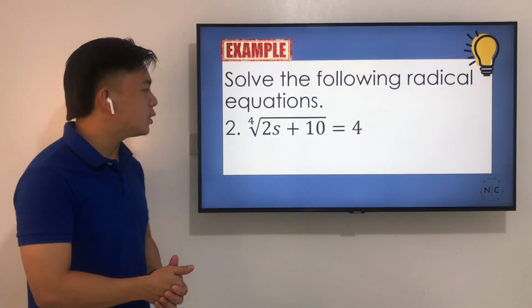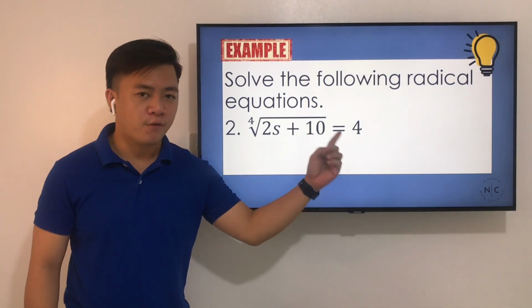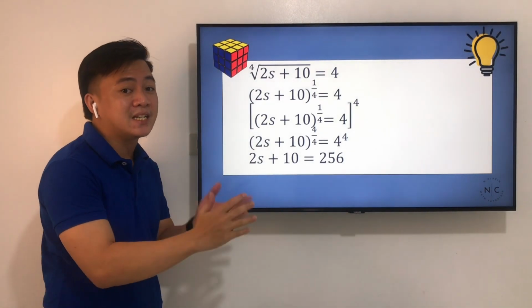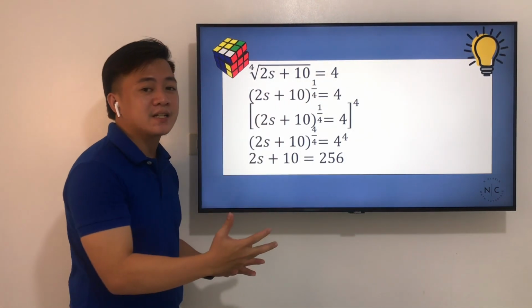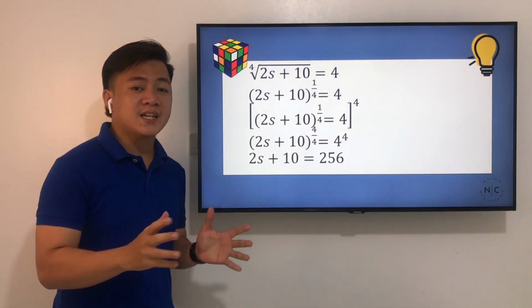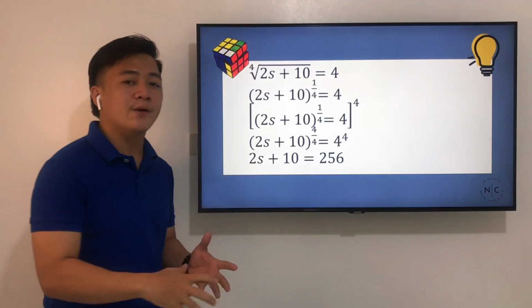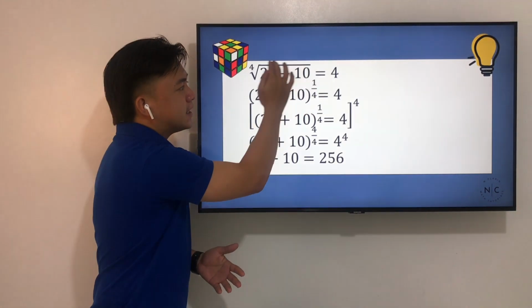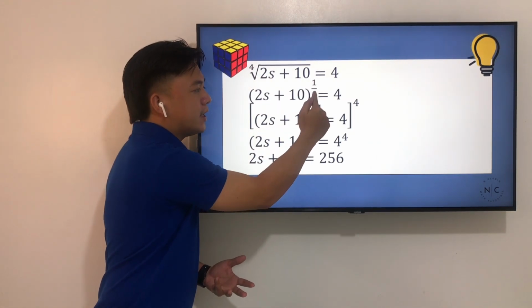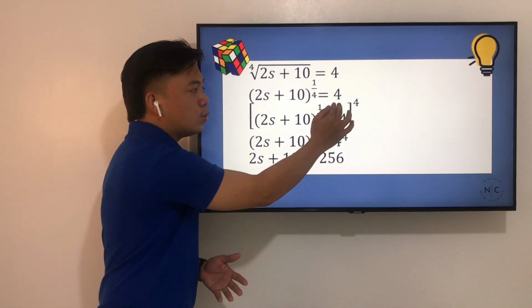So we have example number 2. The fourth root of 2x plus 10 is equal to 4. So same process tayo, tingnan natin yung ating radical kung meron ba siyang ibang kasama sa isang side. Makikita natin dito is wala na siyang ibang kasama, so pwede na tayo dun sa ating next step. Gagawin natin siyang fractional form. Ang exponent natin dito is 1 kasi wala nakalagay, and then our index is 4, so yung denominator natin is 4. So magiging 2x plus 10 raised to 1/4 is equal to 4.